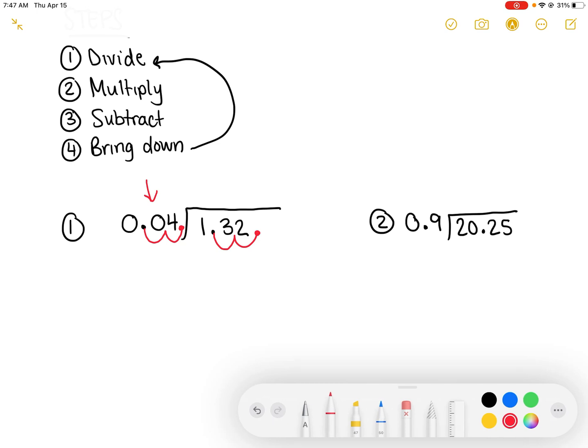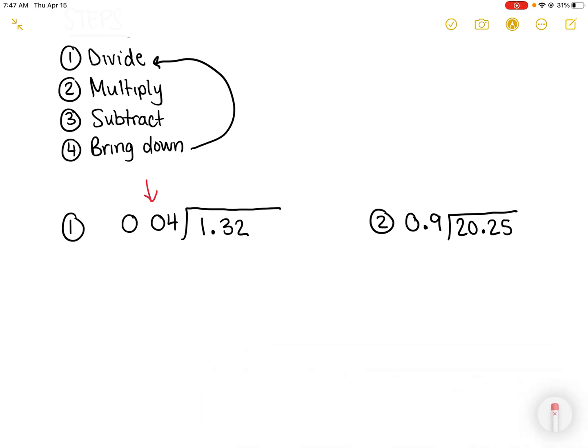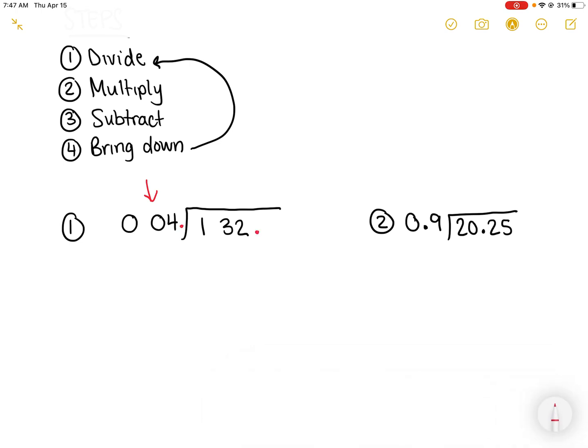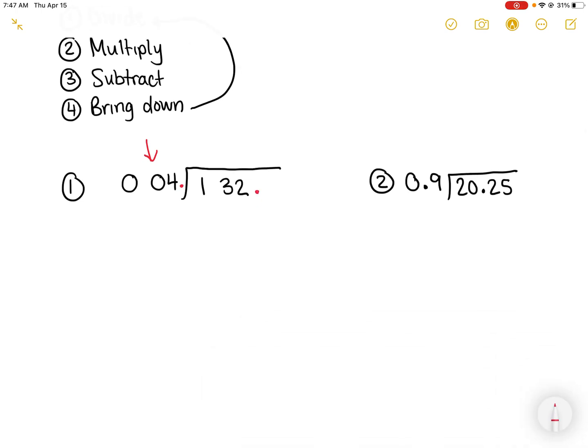Now I'm just going to erase some lines. So my decimal is now over here. Essentially what I did is I changed my problem into 132 divided by 4. Now I'm going to put this decimal here just so I remember where it is. Now I'm going to divide like normal.